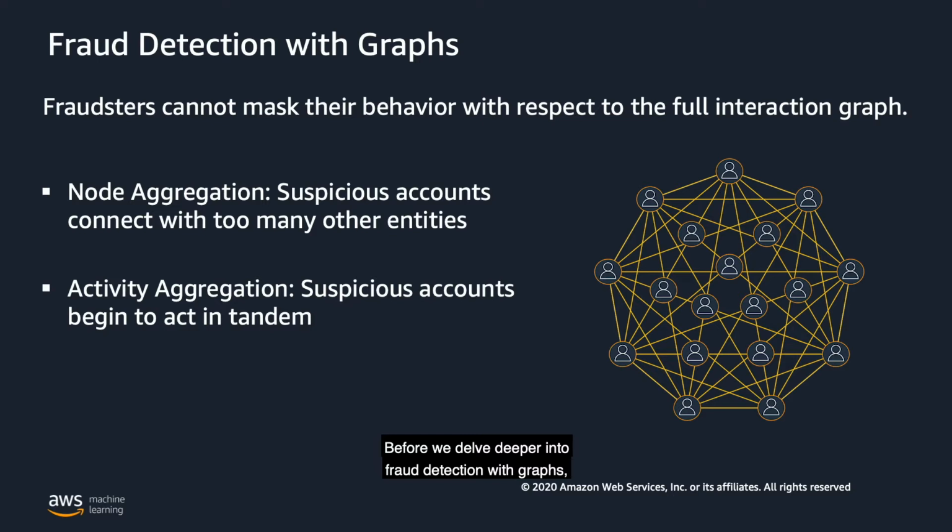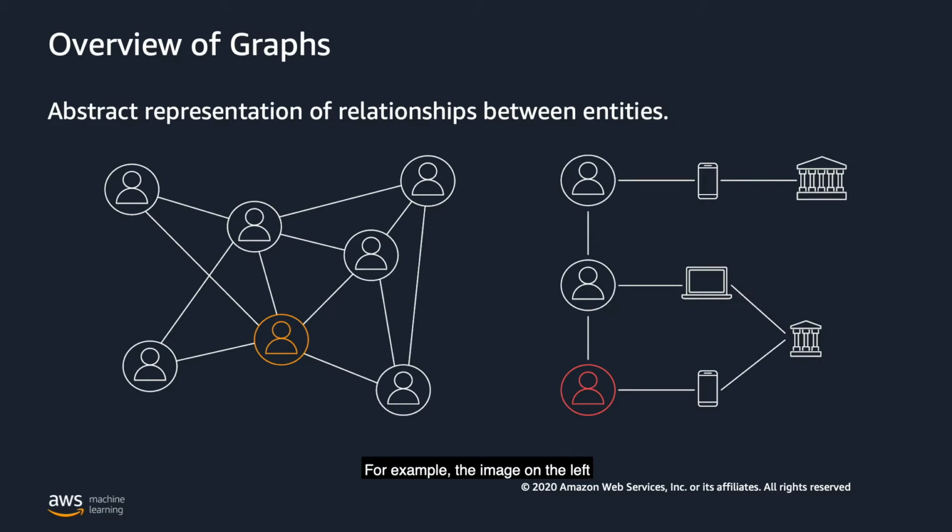Before we delve deeper into fraud detection with graphs, let's go over some basic definitions of what graphs are and why they are useful. A graph is an abstract data structure that can be used to represent a set of entities and relations between those entities. For example, the image on the left represents a set of individual entities that have some link or relation between them. And for the image on the right, we have a network of different kinds of entities. We have individuals, as well as devices and financial institutions. Because graphs abstract away the details and focus on the relations or links between entities, they are a convenient and flexible way of encoding information.